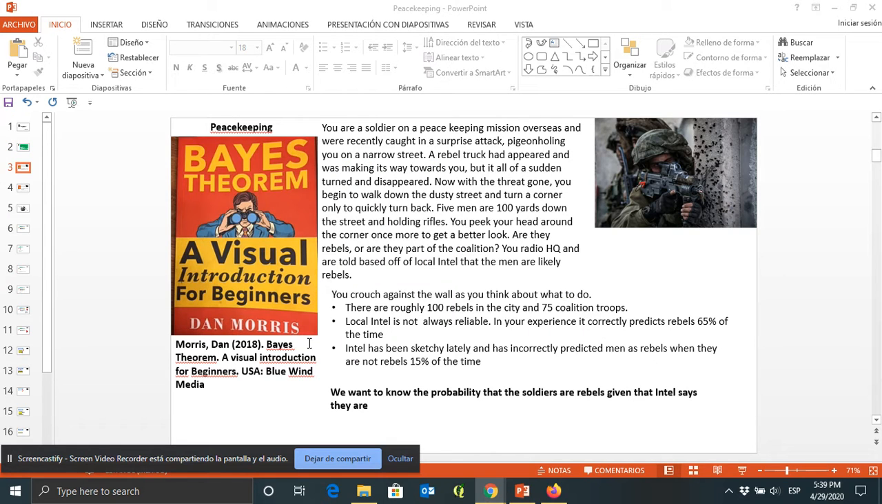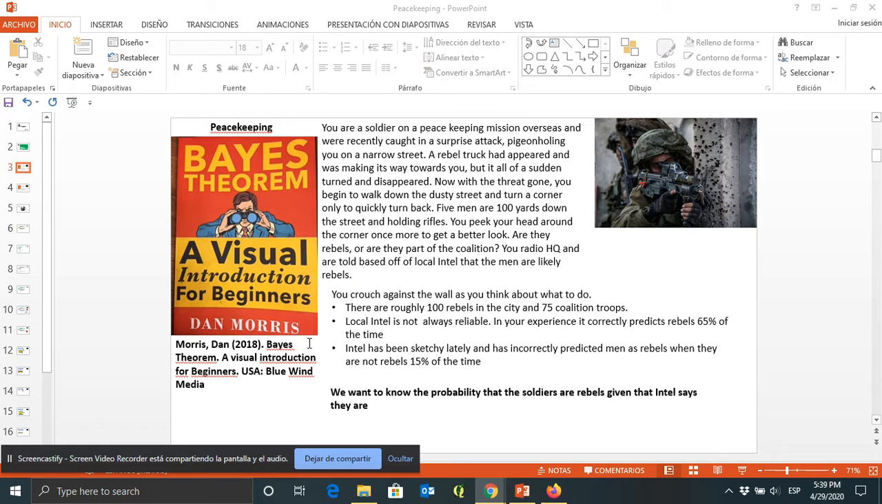The problem is called Peacekeeping, and it was taken from Dan Morris' book published in 2018, Bayes' theorem, a visual introduction for beginners. And it says, you are a soldier on a peacekeeping mission overseas and were recently caught in a surprise attack, pigeonholing you on a narrow street. A rebel truck had appeared and was making its way towards you, but it all of a sudden turned and disappeared. Now, with the threat gone, you begin to walk down the dusty street and turn a corner only to quickly turn back. 5 men are 100 yards down the street and holding rifles.